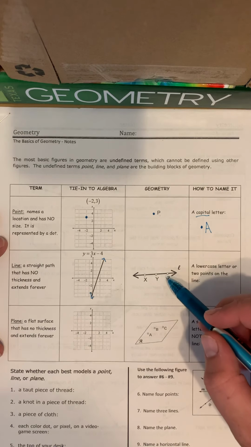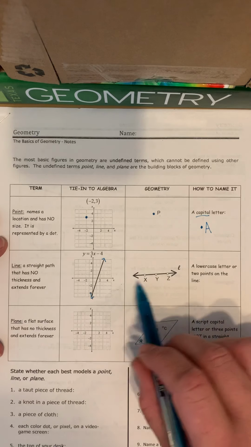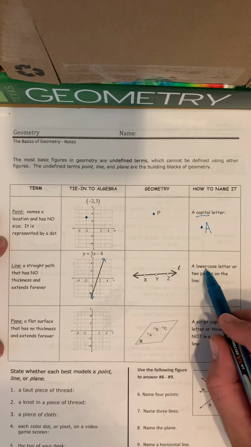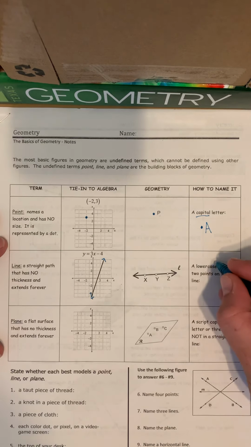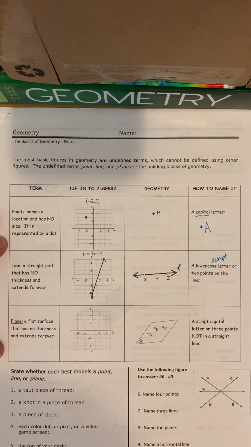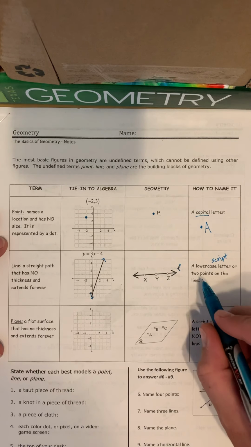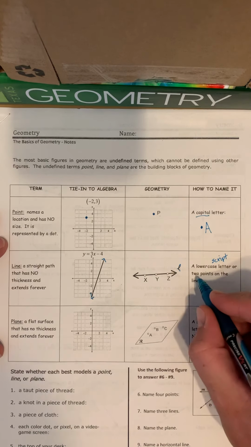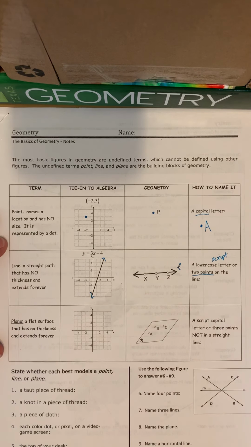So there's a couple ways that we could name this, all right? Naming this, we'll use a lowercase letter. Now, this says lowercase, and I'm going to say script letter, okay? You see how we kind of have our script L right there? That'll come back in just a second. Lowercase letter or any 2 points on the line, okay?